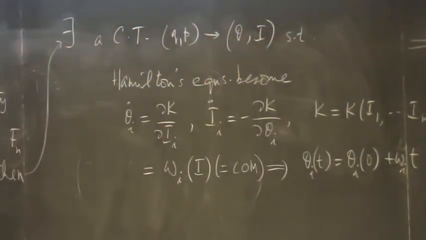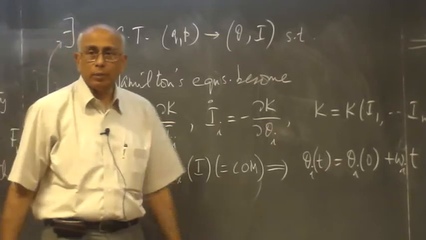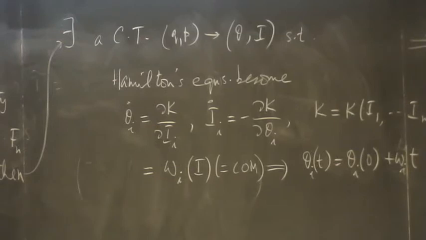K itself is also constant. Pardon me? K itself is also constant. Yeah, K itself is a constant of the motion. Absolutely. So it will be either one of the I's or a function of all the I's. K is some function of all the I's. That's all.